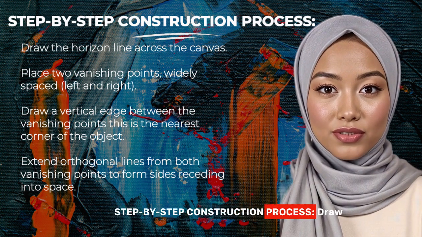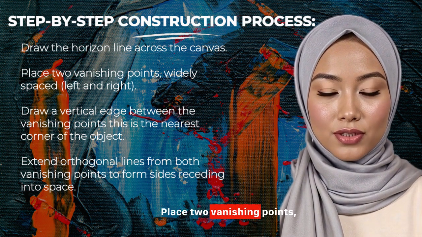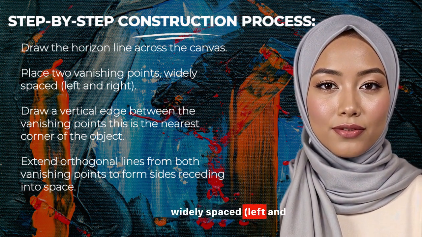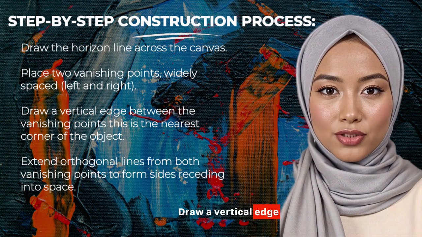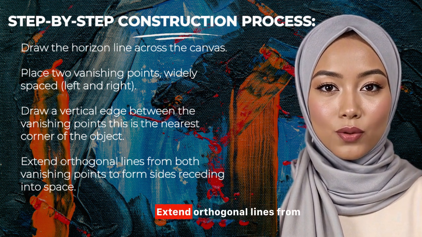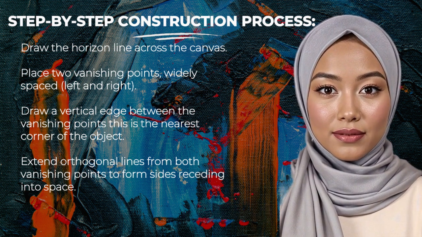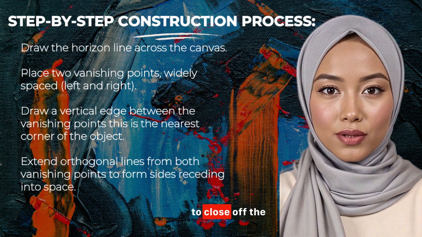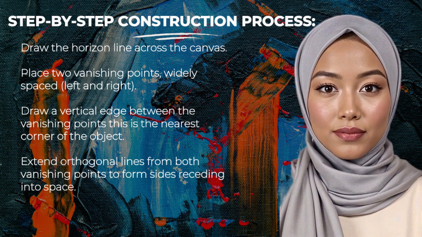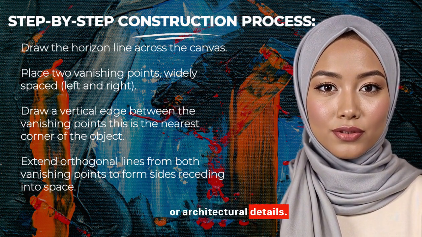Step-by-step construction process. Draw the horizon line across the canvas. Place two vanishing points, widely spaced, left and right. Draw a vertical edge between the vanishing points. This is the nearest corner of the object. Extend orthogonal lines from both vanishing points to form sides receding into space. Use additional vertical lines to close off the form and define its volume. Apply proportion guidelines, height lines, and spacing transversals to align multiple objects or architectural details.